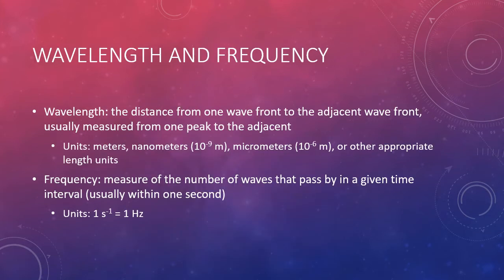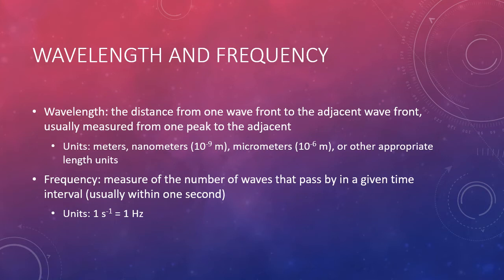So let's talk about wavelength and frequency, as these are the two most common properties that we want to know for a wave. A wavelength is the distance from one wavefront to the adjacent wavefront. Usually, this is measured from one peak to the next because that is the easiest way to measure it. Units for wavelength would be meters or nanometers, micrometers, centimeters, some length unit, preferably one of the ones that is connected to meters as opposed to using feet or inches, although those would technically be acceptable.